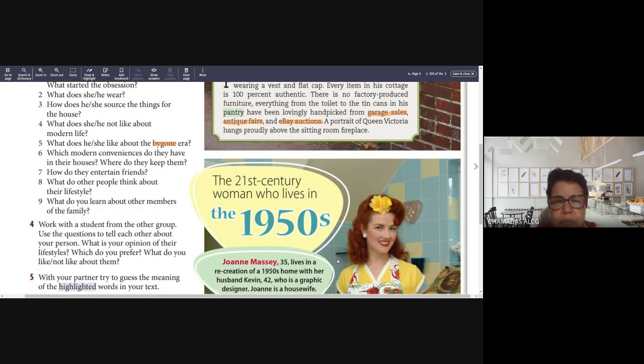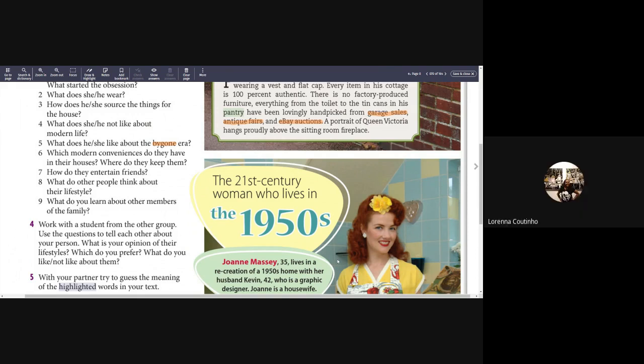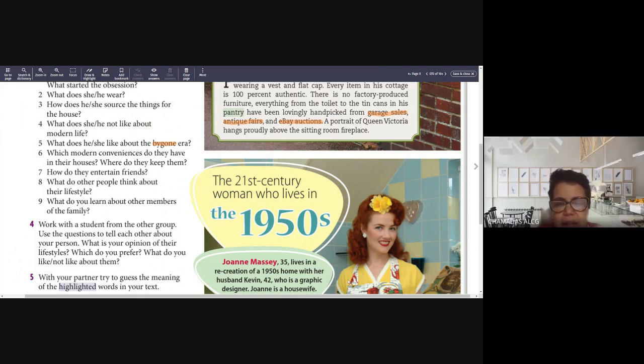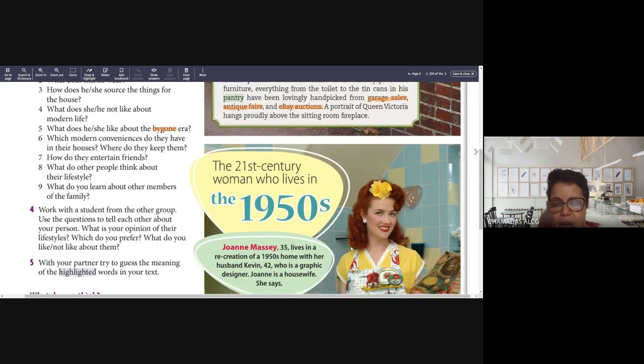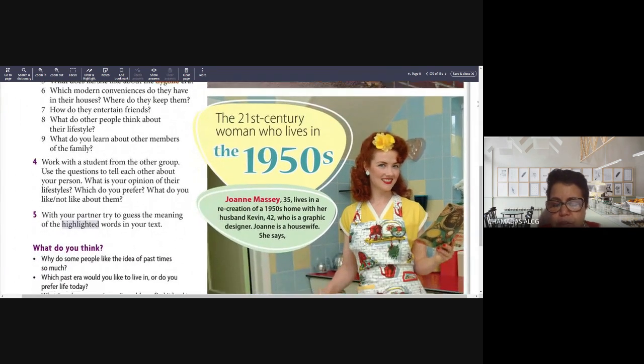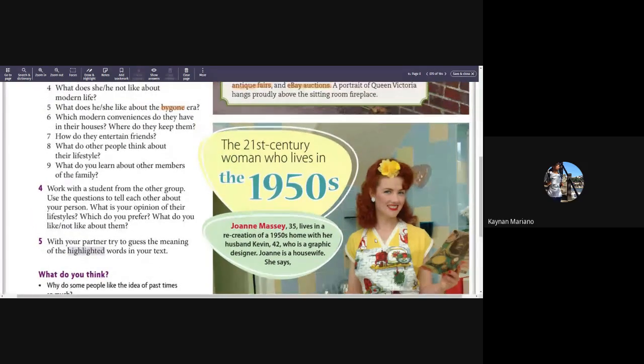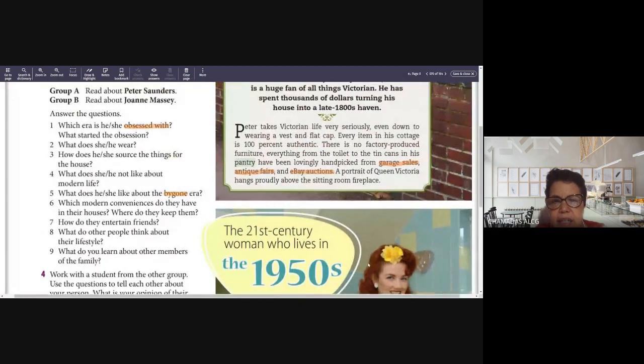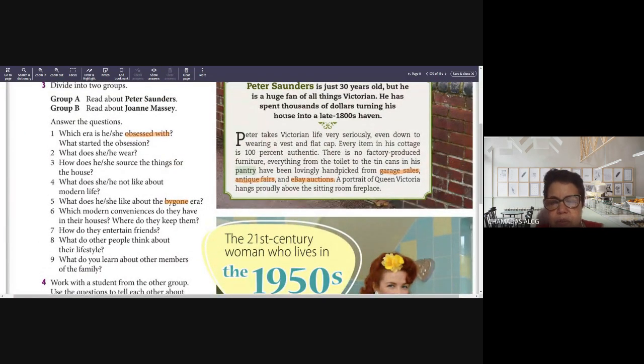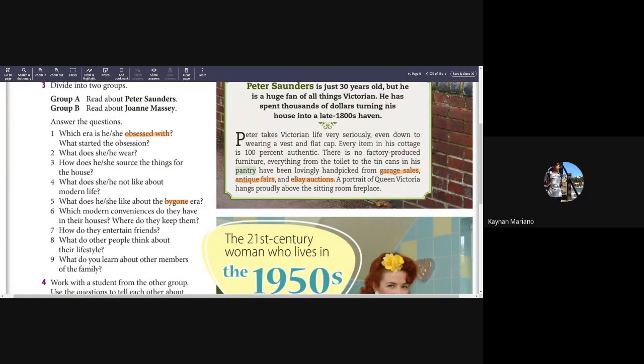Lorena, do you have the book? No, teacher. No, not yet. Okay, so I will show Marcus. Do you have the book? No, not yet. Kaina, do you have the book? Yes, I do. Okay, so Kaina, can you read about Peter? Peter Saunders. Yes, I can.